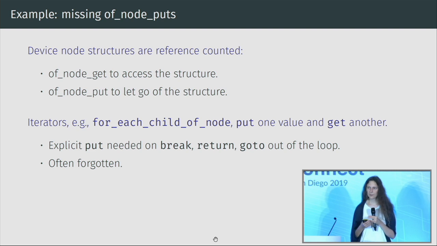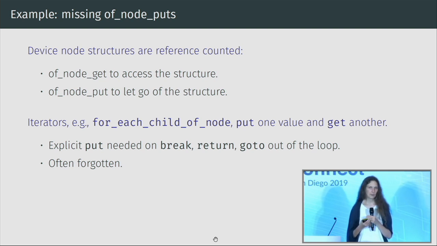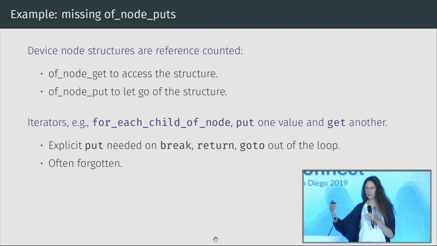So the third example is the case of of_node_put. of_node_get and of_node_put are reference counting functions for device nodes. There's a lot of operations on device nodes in the Linux kernel, and having all these gets and puts would be a bit tiresome. And so there were a number of iterators that were defined that allow you to iterate over a list of device nodes without actually ever looking at the gets and puts. So the gets and puts get hidden in the iterators.